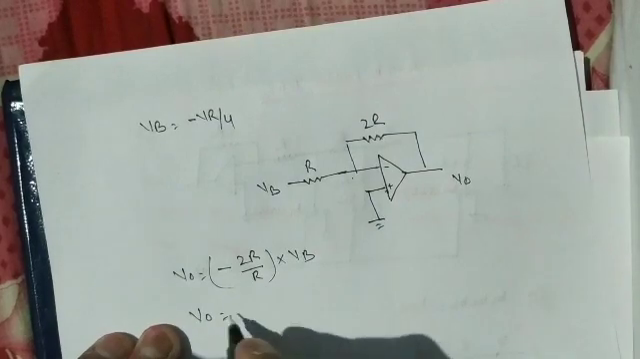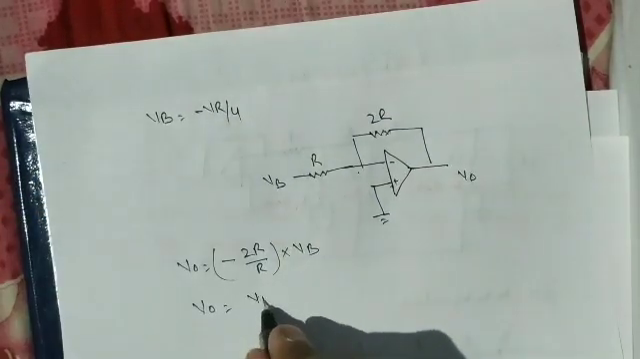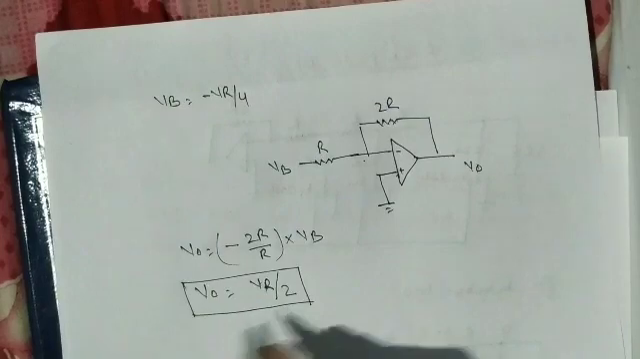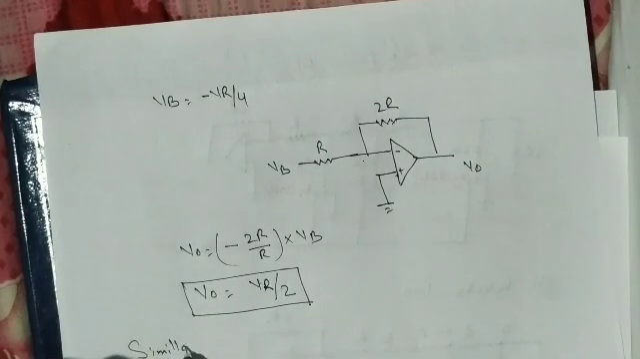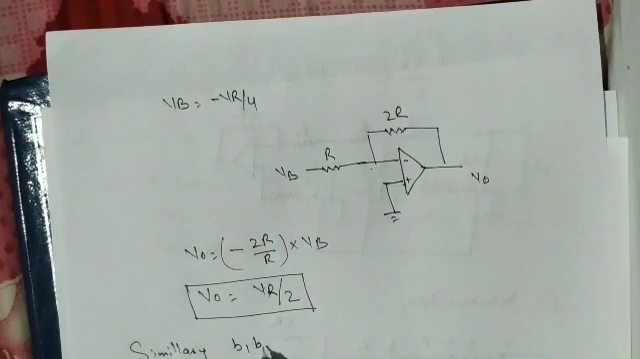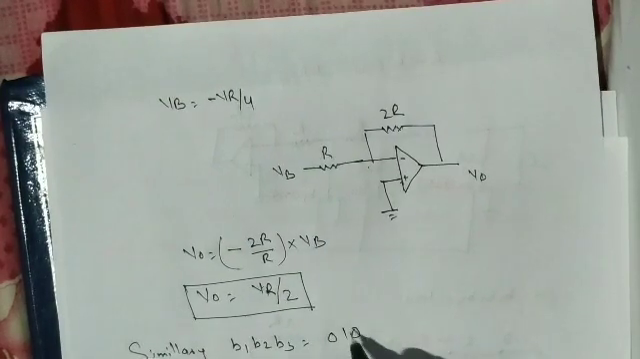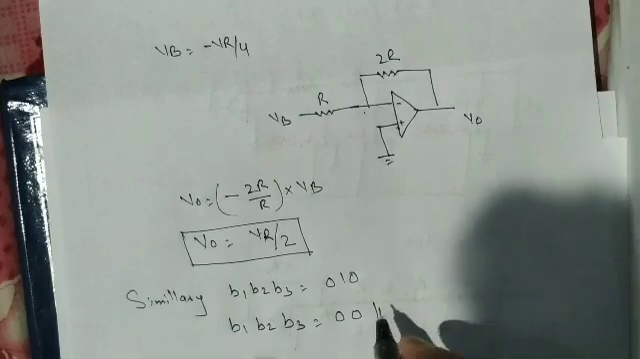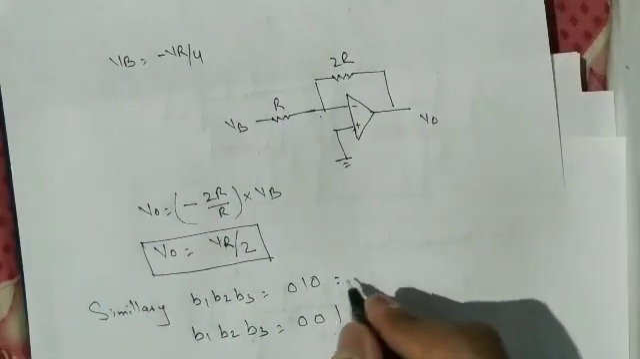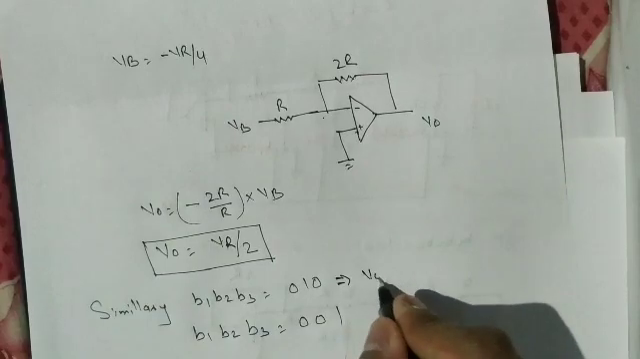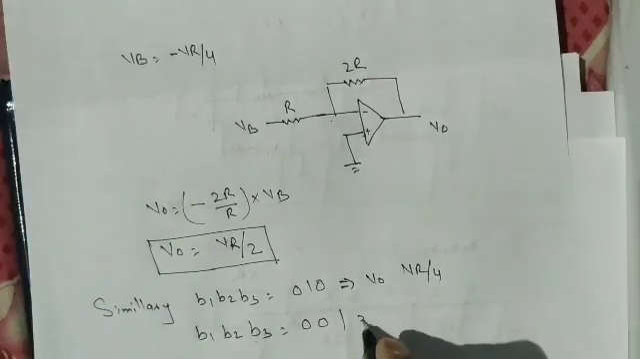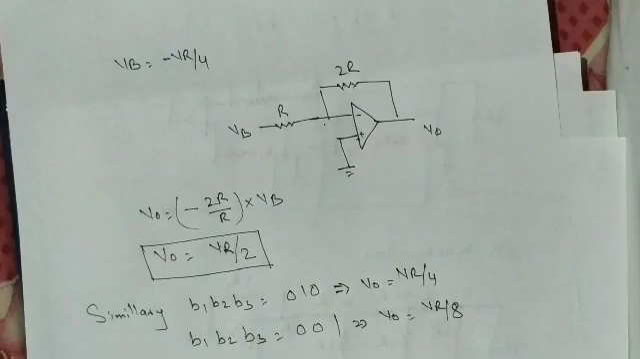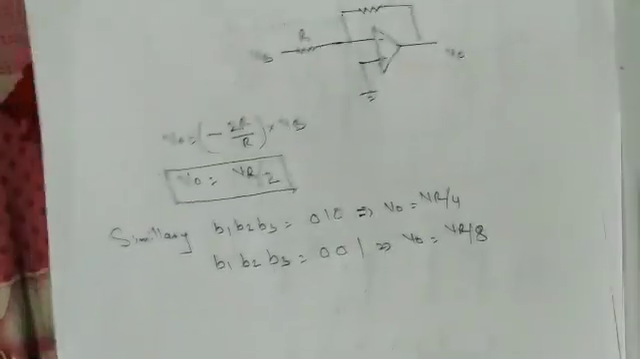Now V0 will be VR by 2. Fine. This is the value. Similarly, we can calculate for B1, B2, B3, that is 0, 1, 0, and for B1, B2, B3, that is 0, 0, 1. What are their values? Here, if we calculate for this value, V0 will be VR by 4, and for this value V0 will be VR by 8. You can calculate it. This is your home assignment.